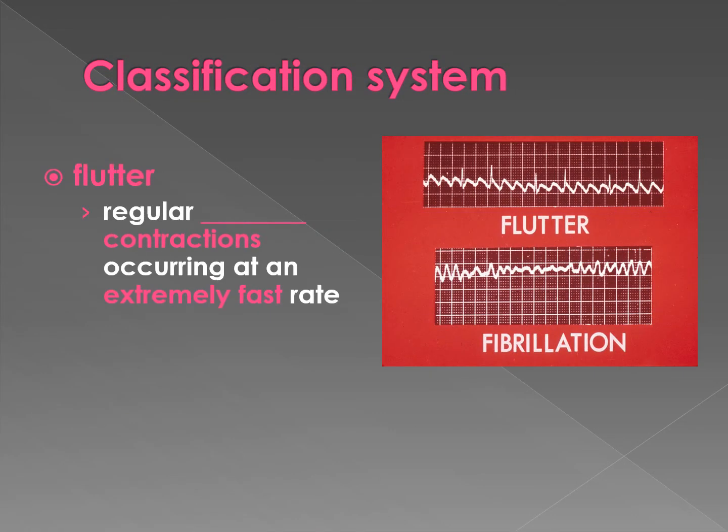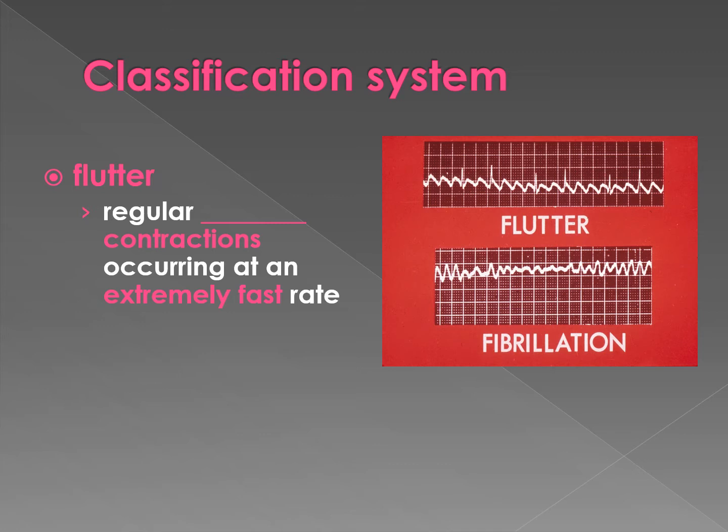Flutter is one of the first ones we'll look at. This is where you have that classic sawtooth pattern like you see here. Fibrillation is just like when someone lies, they're all over the place and it's unpredictable, right? So that's where fibrillation comes into play. Sawtooth pattern is flutter. Fibrillation is all over the place.